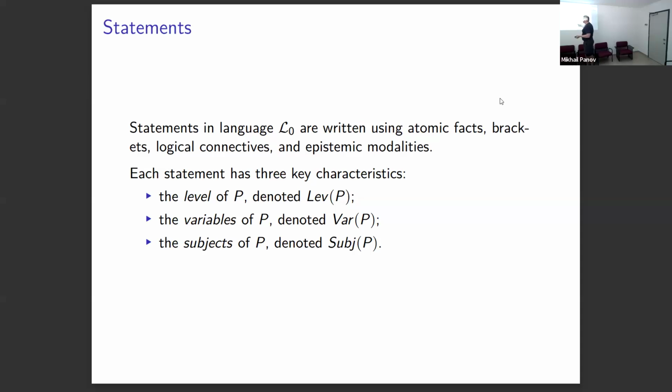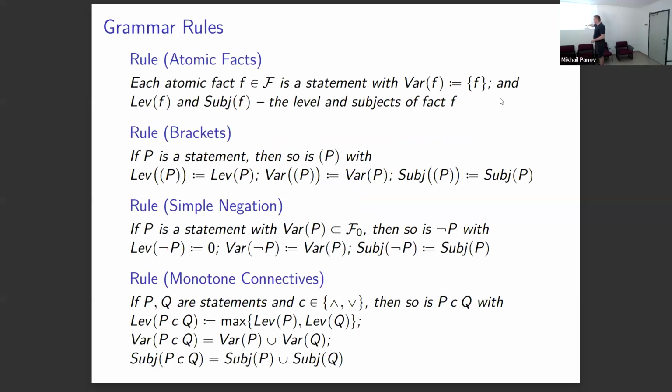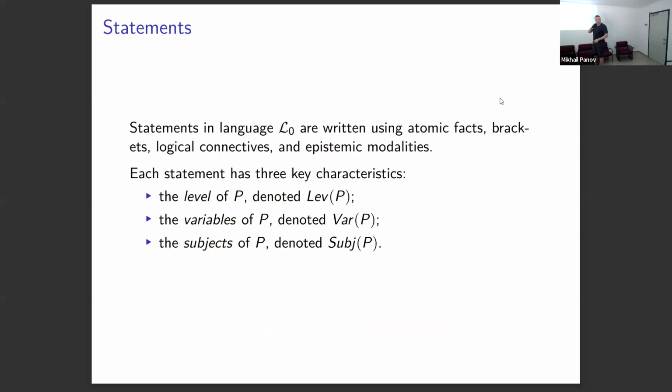Besides that, I also want to keep track of variables. Think of each statement as a propositional formula, as in usual logic, a propositional formula of some variables. These are going to be variables in propositional logic, and I'm also going to define them by definition. What is a variable? Say you have a statement A and B, or not A. The variables are going to be A and B.